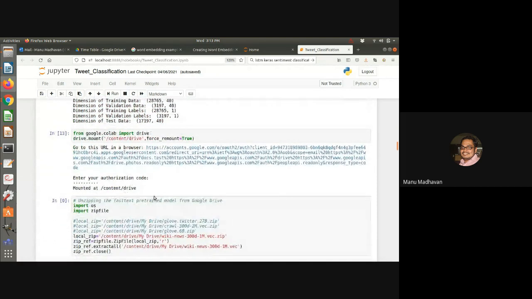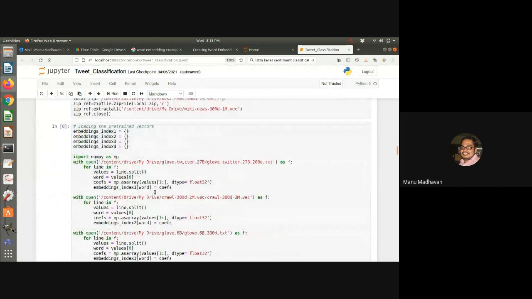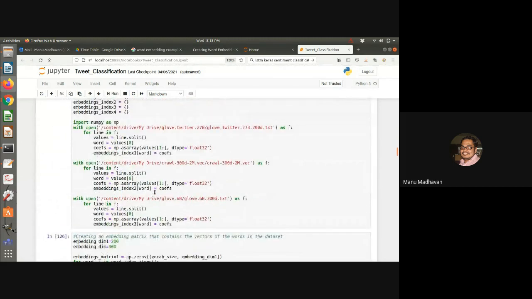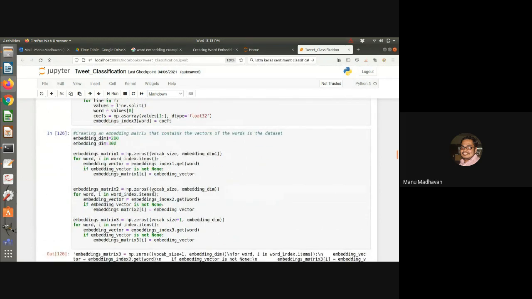Here is the important part. We are using pre-trained models for our data. How can we use those pre-trained models, especially GloVe and Word2Vec, on our data? That is the question.